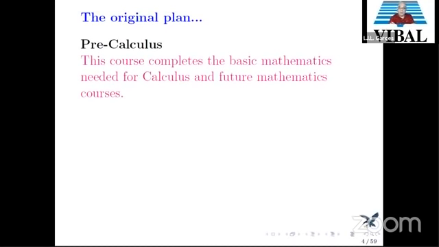Now, remember the original plan for K to 12 and the university. There will be no pre-calculus anymore in the university. That was the original plan. That's the reason why pre-calculus will not only cater to the basic calculus that we know for senior high school, but will actually complete everything, so that there will be no pre-calculus in the university. Because as planned before, the first math course for STEM courses in the university will be calculus. So pre-calculus is very much needed there.